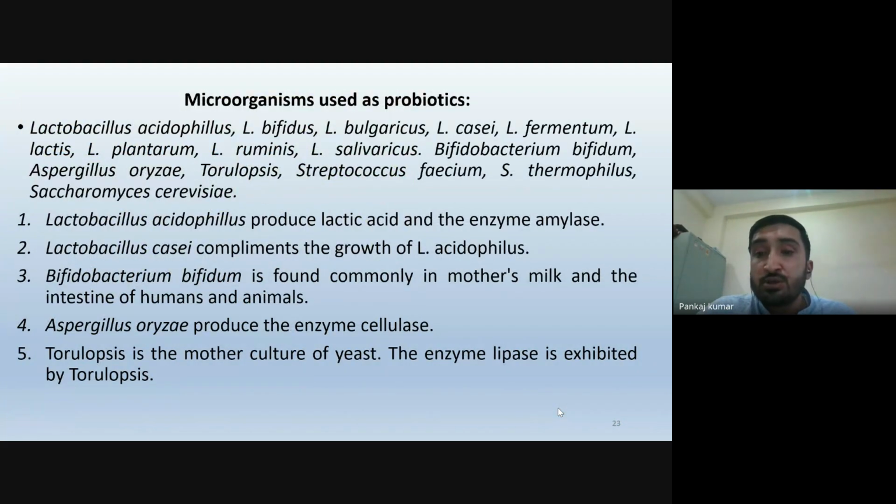So the microorganisms which are used as probiotics are such as Lactobacillus acidophilus, bifidus, bulgaricus, casei, fermentum, lactis, plantarum, Lactobacillus ruminis, cellobiosus, Bifidobacterium bifidum, Aspergillus oryzae, Torulopsis, Streptococcus faecium, Streptococcus thermophilus, Saccharomyces cerevisiae. So Lactobacillus acidophilus produces lactic acid and the enzyme amylase. Casei complements the growth of Lactobacillus acidophilus, so it will help in the growth of Lactobacillus acidophilus. Bifidobacterium is found commonly in mother's milk and in the intestine of humans and animals. Aspergillus oryzae produces the enzyme cellulase. Torulopsis is the mother culture of yeast. The enzyme lipase is exhibited by Torulopsis.